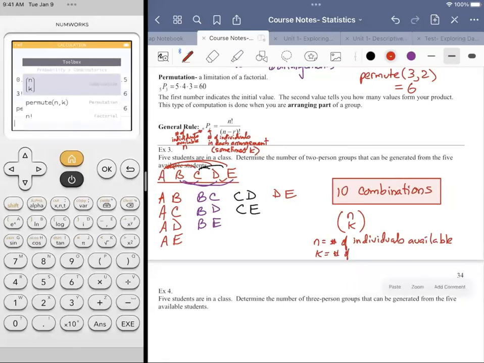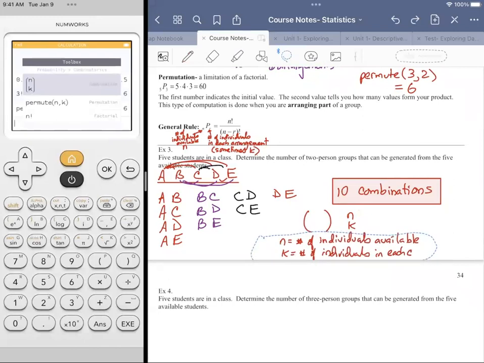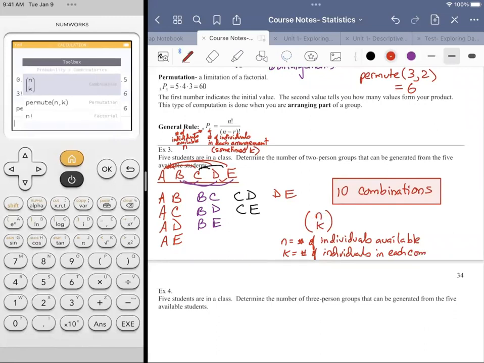Number of individuals in each combination. My handwriting has gone out, down the drains, out the window. Overboard. Each combination.